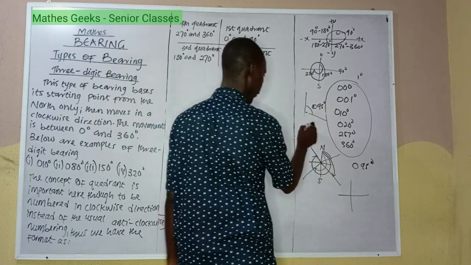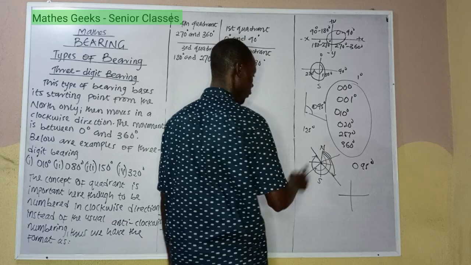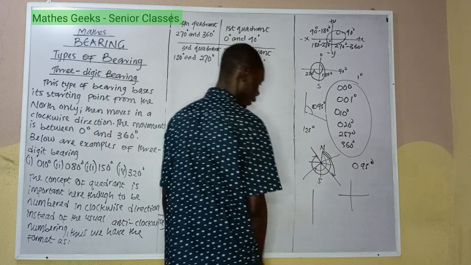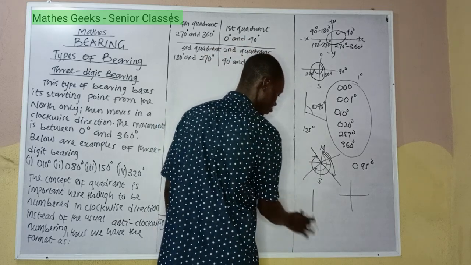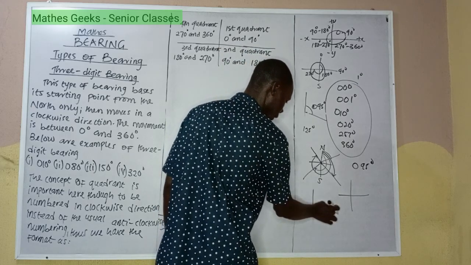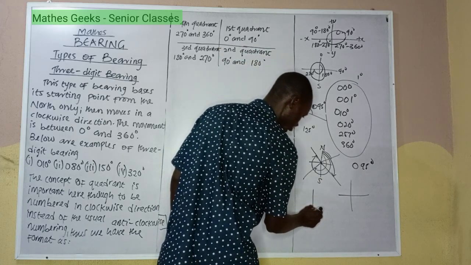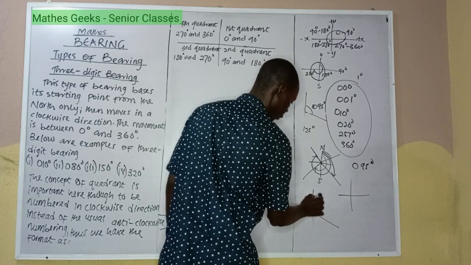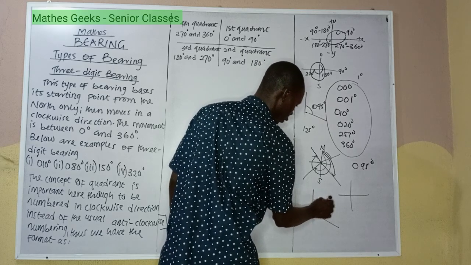Then if you are given 125 degrees, you know that this straight line is 180. But 125 is less than 180. From here to here, this is 90, so 125 should be like this. From the north to this line, that's 125 degrees.